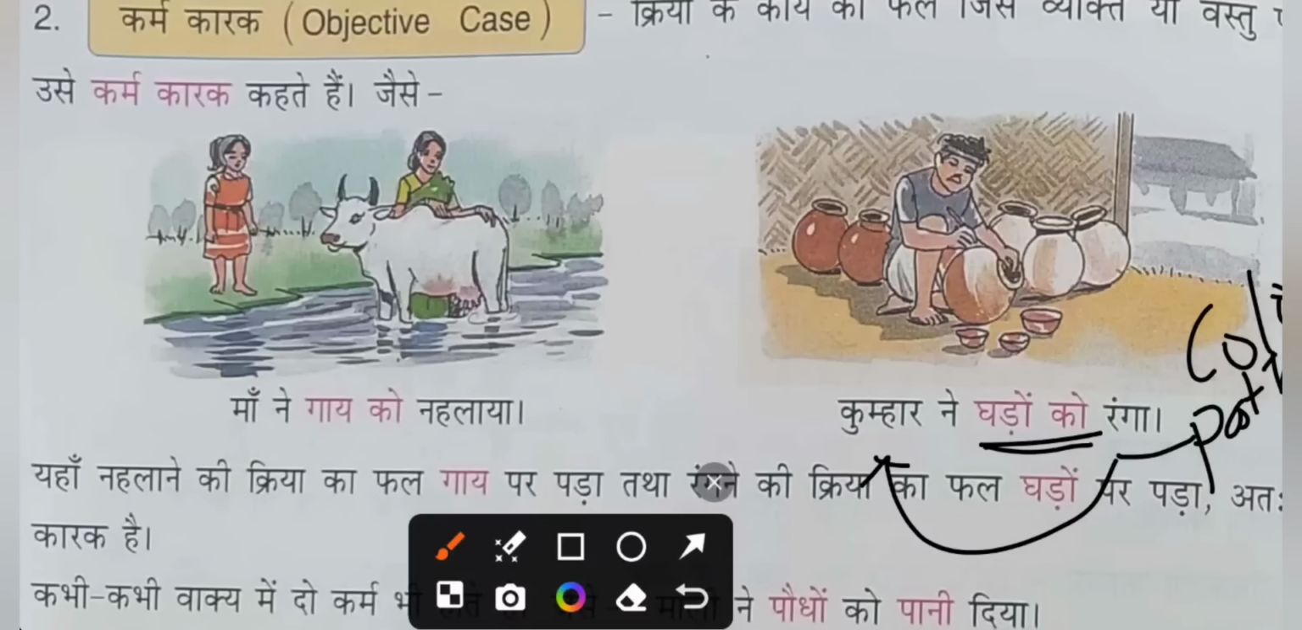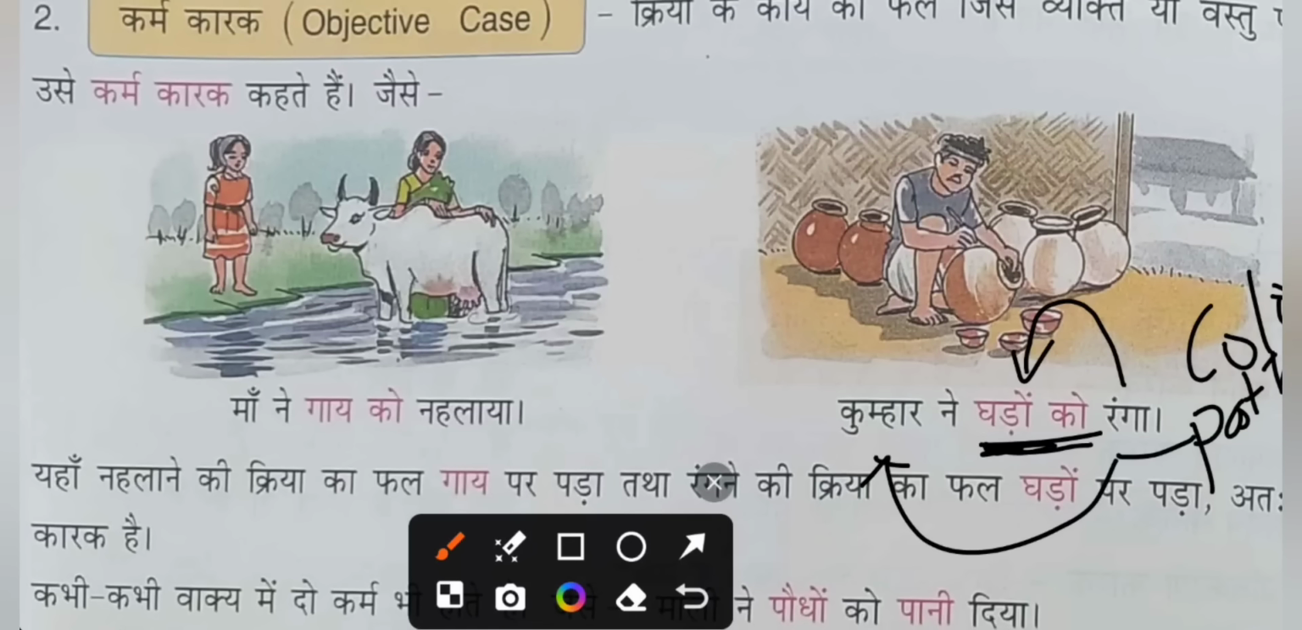रंगा, he colored the pots. On which he is coloring? On which the action is happening? Ghadon ko. So the action of coloring is happening on the pot. So next to the noun pot, you have to attach the ko symbol, on which the action is happening. Kumhar ne ghadon ko ranga. You are framing a sentence. You have to ask all these questions to use the correct case.